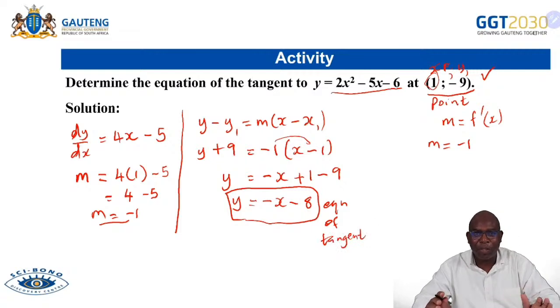So you need two things, a point and a gradient. What if that point was not given? Then I will first substitute the 1 into the original equation to get my y value. Okay.